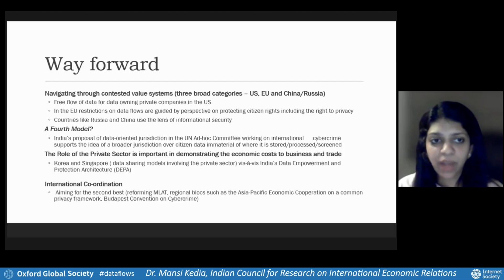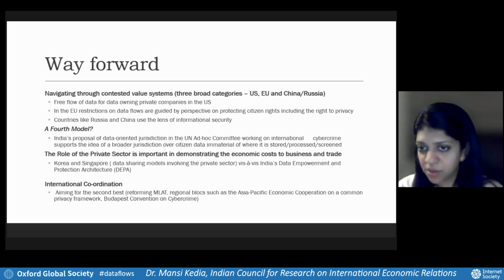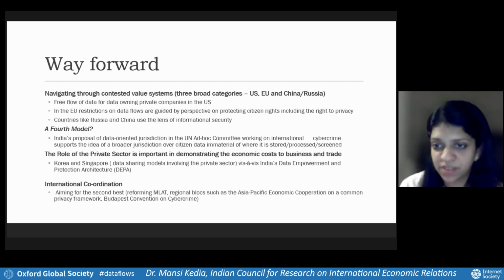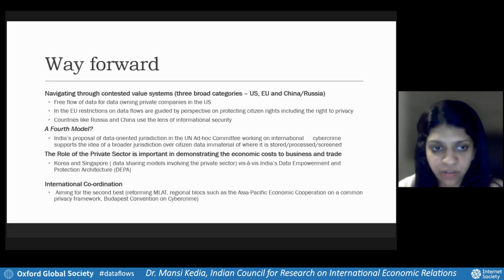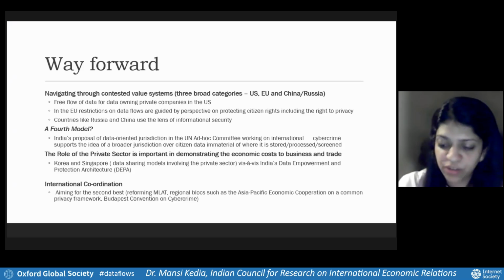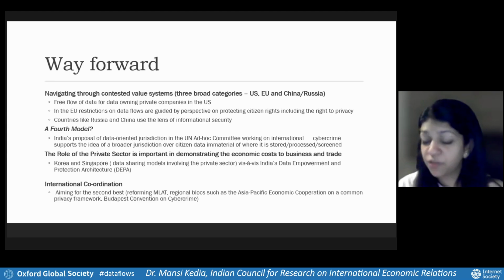The other important thing I feel is going to shape India's conversations is the role of the private sector. We've seen it demonstrated in both Korea and Singapore in terms of how they're at least enabling domestic data sharing. And that has also translated into how they are approaching their foreign negotiations. So despite similar national security concerns in South Korea, they are much more open to data free flow with trust. For example, they're a part of the Osaka track, but India abstained from it.